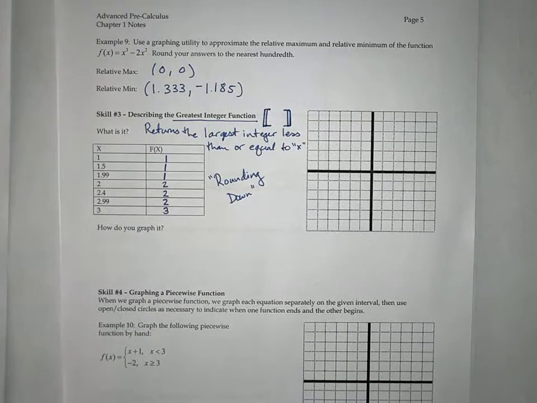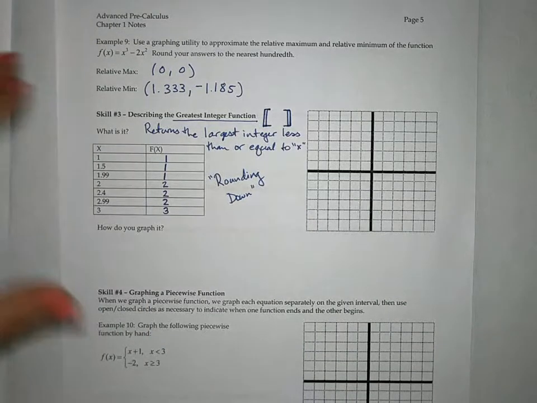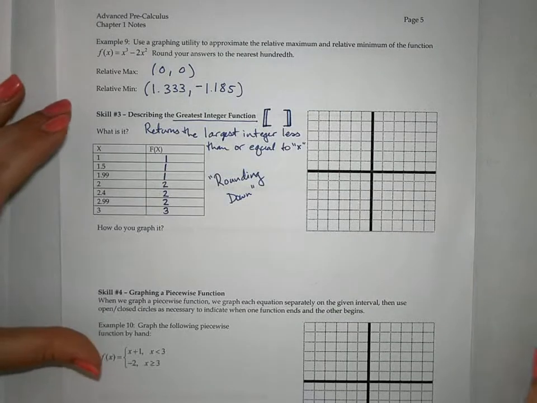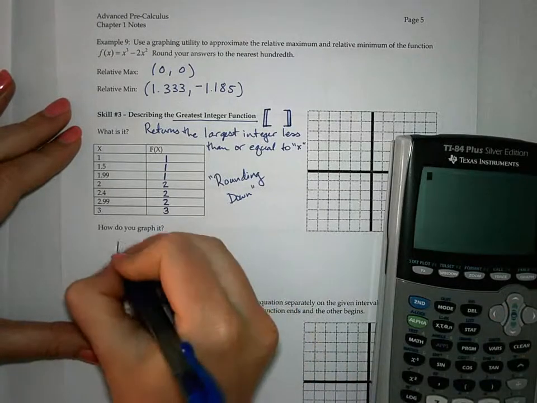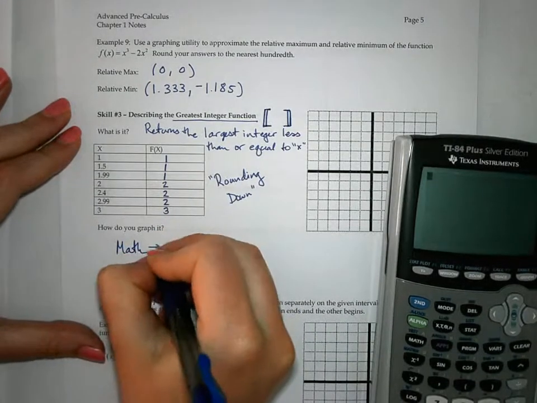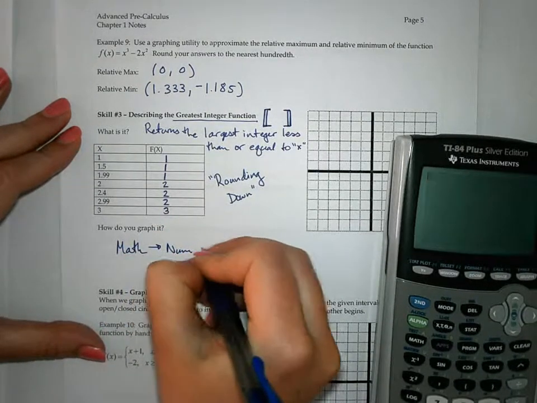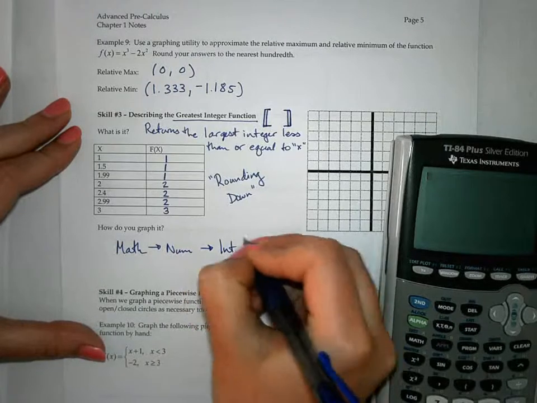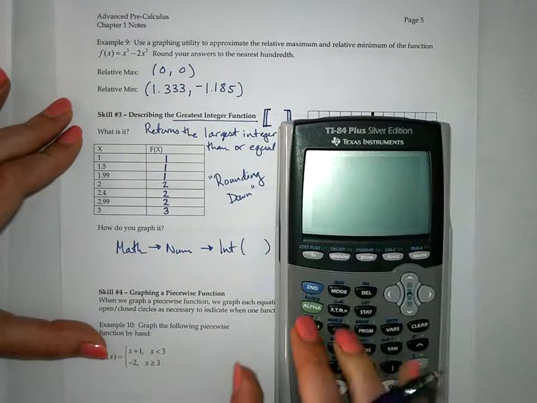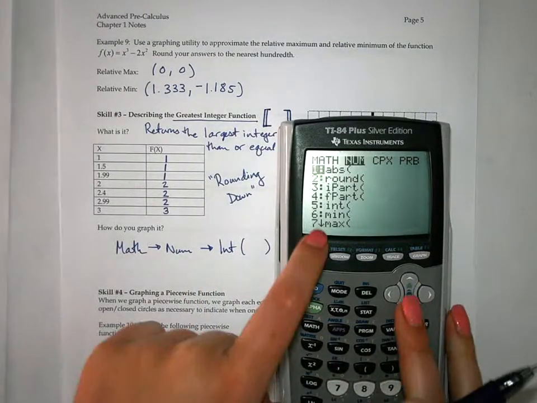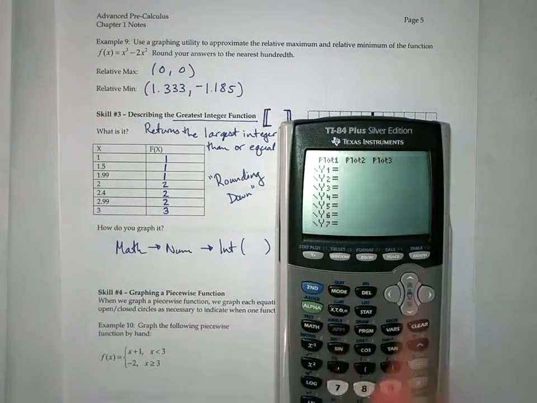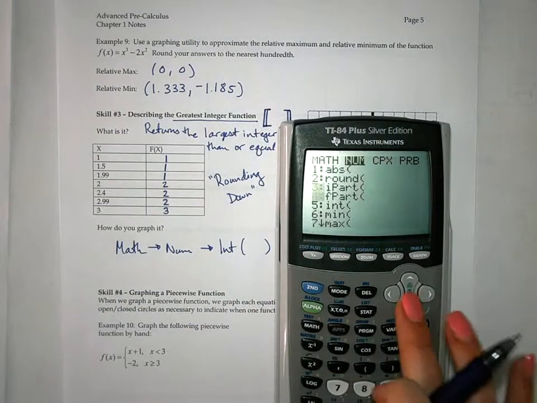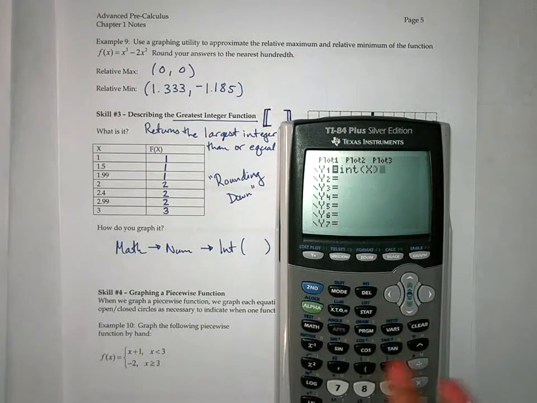The graph then is another interesting picture. To graph this, we want to go ahead and go to your math key. Then you're going to go sideways to number. And then you're going to go int. So math, number, down here int. You need to make sure that you're in your y equals for this. So y equals math, num, int, x.